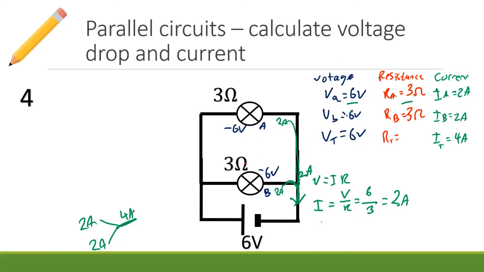Now, this is why I left this red line blank at the start. At this point here, I could work this out, but I usually prefer to do this. RT equals V over I, which is going to be 6 divided by 4, which is going to be 1.5.